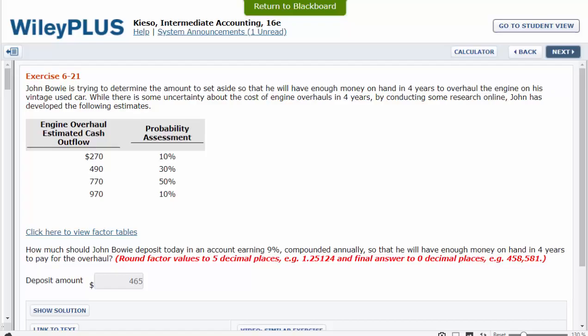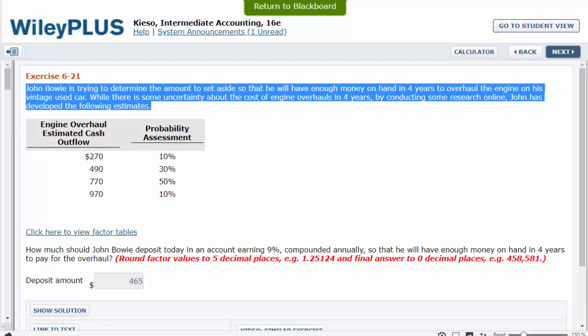Let's explore exercise 621. Now you can see it right there on your screen. All right, I'll read this section right in here. It says, John Bowie is trying to determine the amount to set aside so that he will have enough money on hand in 4 years to overhaul the engine on his vintage used car. While there is some uncertainty about the cost of engine overhauls in 4 years, by conducting some research online, John has developed the following estimates.